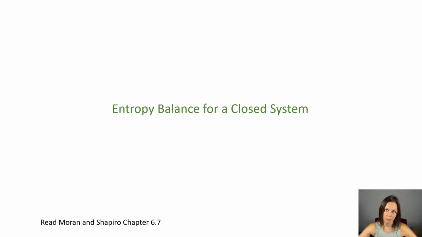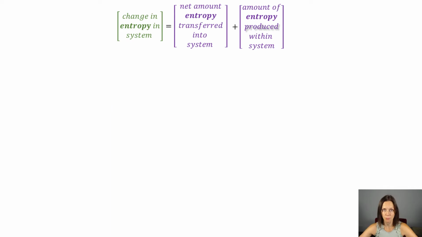In this segment we're going to talk about how we apply an entropy balance to a closed system. So remember, entropy is a property that is not conserved. It's not like energy and mass. It starts out like the conservation equations, in that the change in entropy contained within the system is equal to the net amount of entropy transferred across the system boundary. But then you've got that third term out there, the amount of entropy produced within the system for that process.